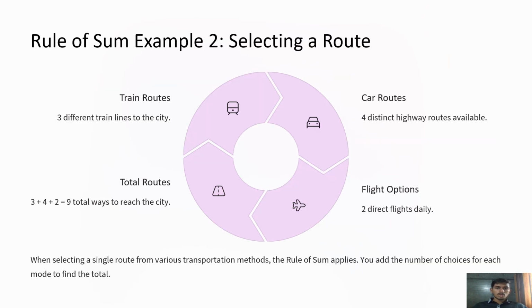Rule of sum, example 2: selecting a route for traveling. Consider there are many possible ways you can reach a destination. There are 3 different train lines to the city. There are 4 distinct highway routes available. There are 2 direct flights. So the total routes are 3 trains, 4 cars, and 2 flights. So there are 9 ways you could reach that city. If you want to find the probability for car routes, you do 4 divided by the total routes. So when selecting a single route from various transport methods, the rule of sum applies. You add the number of choices for each mode to find the total.